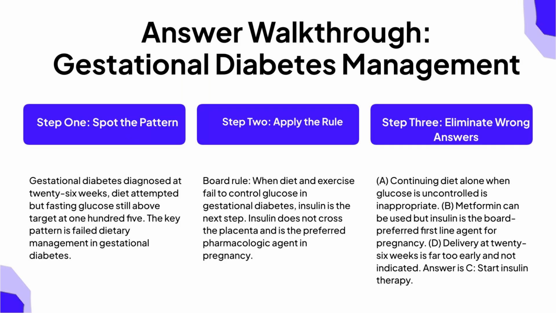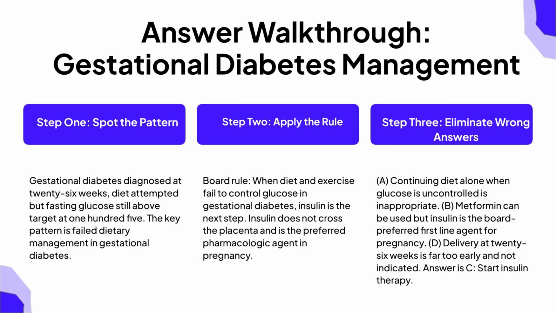Let us walk through this answer together. Step 1. Spot the pattern. We have confirmed gestational diabetes, diet was attempted, and the fasting glucose is still above target. This is the classic failed lifestyle modification pattern. Step 2. Apply the board rule. When diet and exercise fail in gestational diabetes, insulin is the preferred next step. Insulin does not cross the placenta, which makes it safe for the fetus.